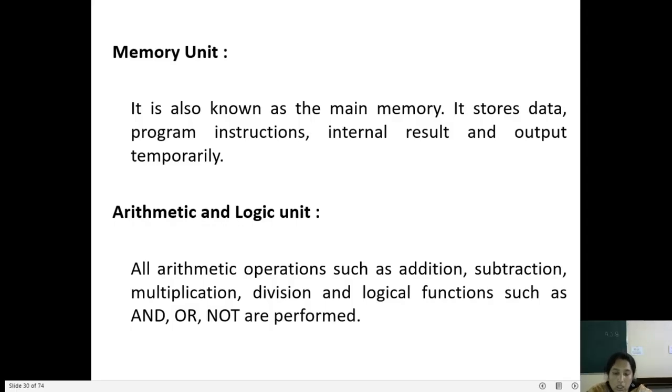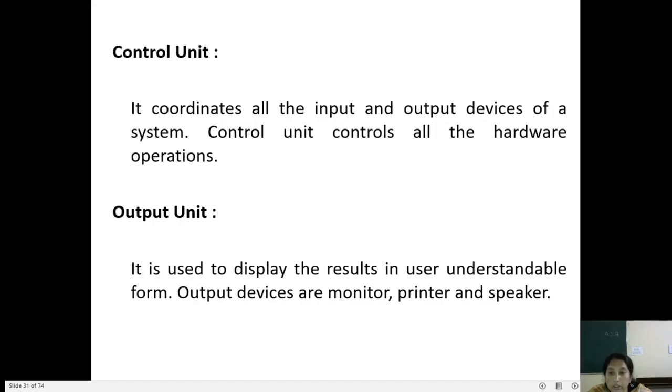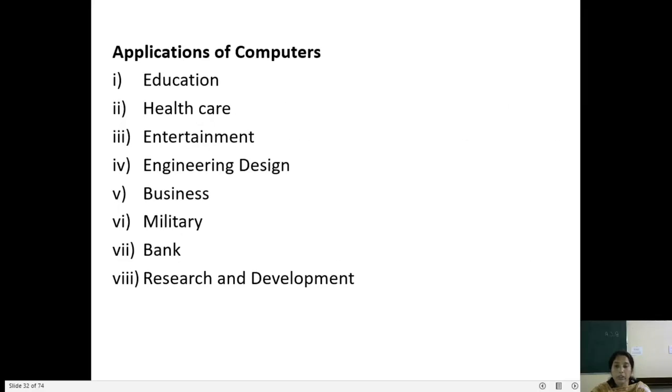And there is the arithmetic logic unit, which helps perform arithmetic and logical operations like addition, subtraction and decision making. There is also the control unit, which controls and coordinates all the units of your computer, that is the input device and output device. It is one of the main units which helps the user to control all the hardware operations. And there is also a very important unit called the output unit, which displays the result, like the monitor, speaker as well as printer. Let's understand the applications of computers.